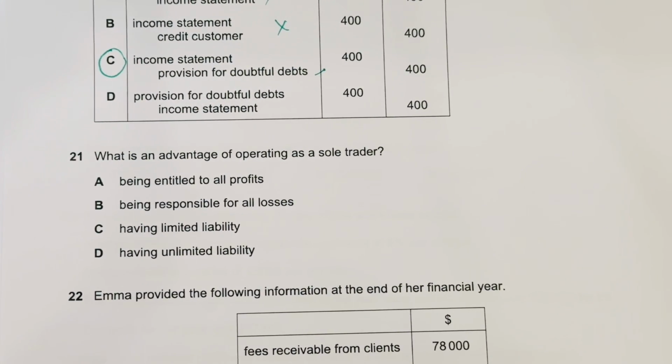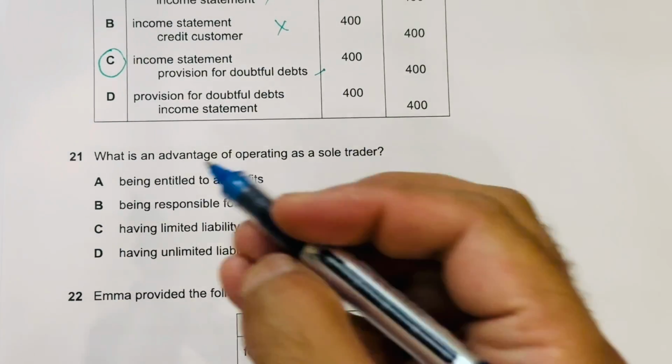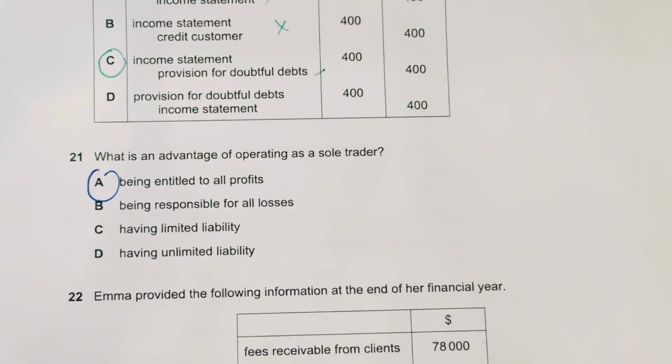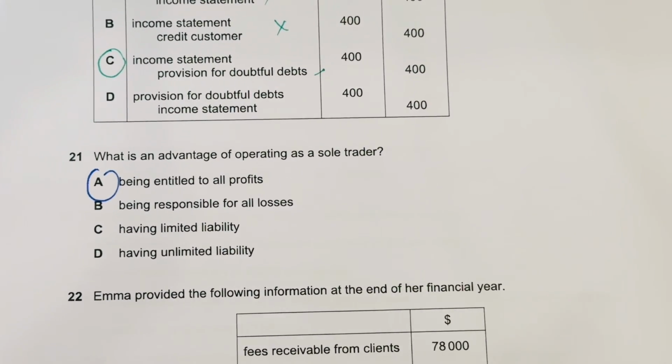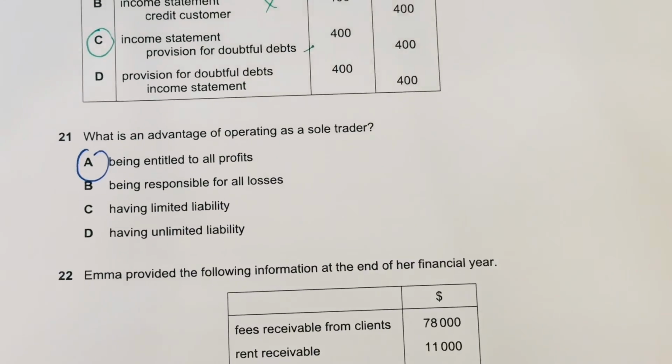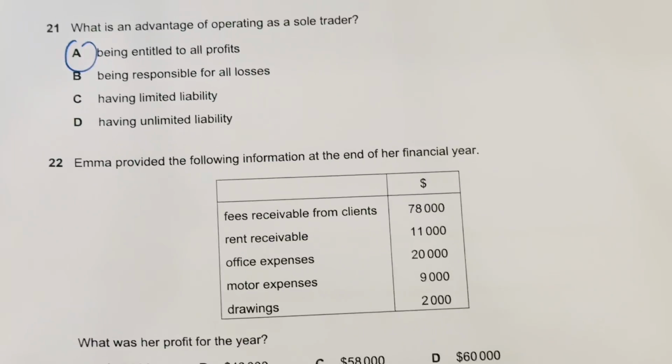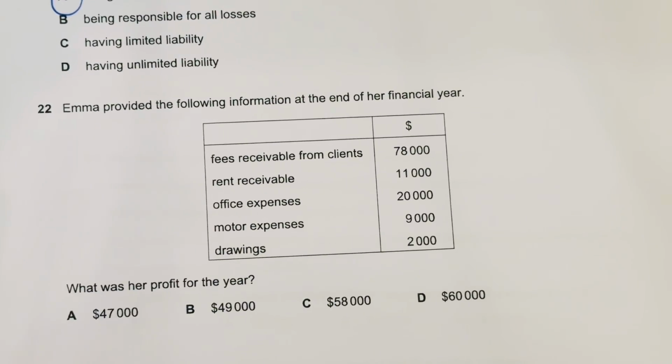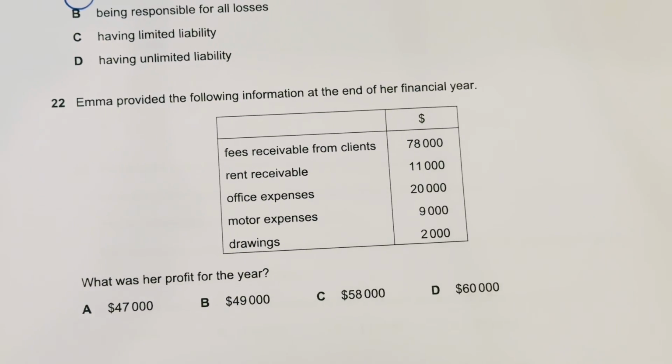What is an advantage of operating as a sole trader? Being entitled to all profit. Yes, this is the purpose of doing a business. So option number A is the right option. We don't need to read other options. This is a simple question. Now we will move to question number 22, which is again a calculation.